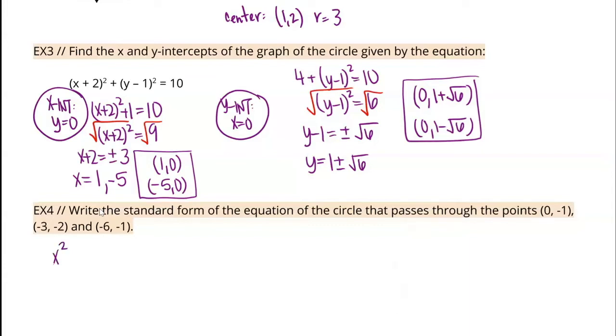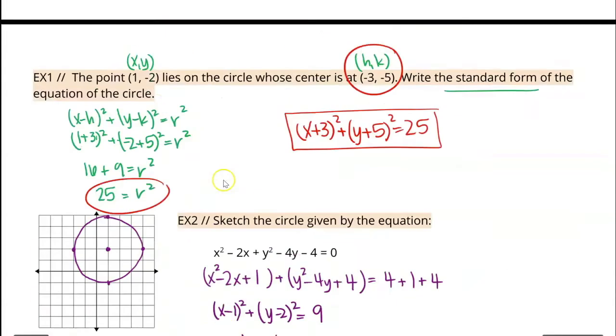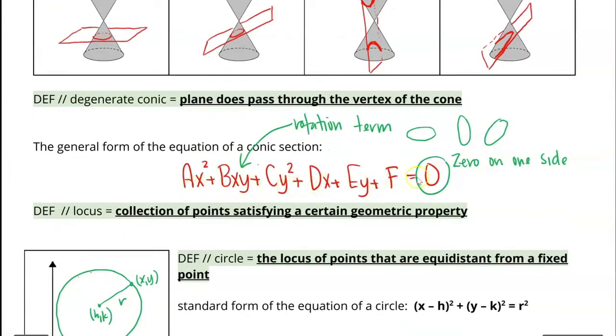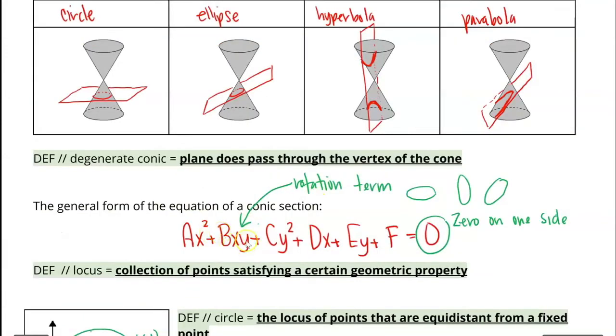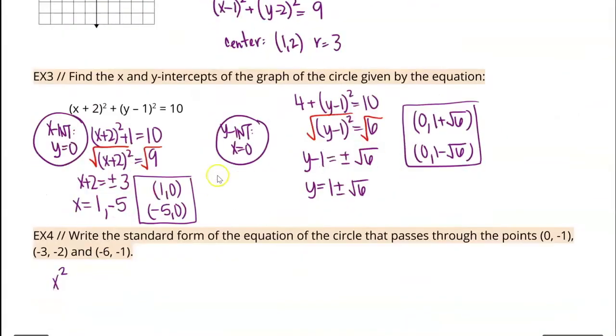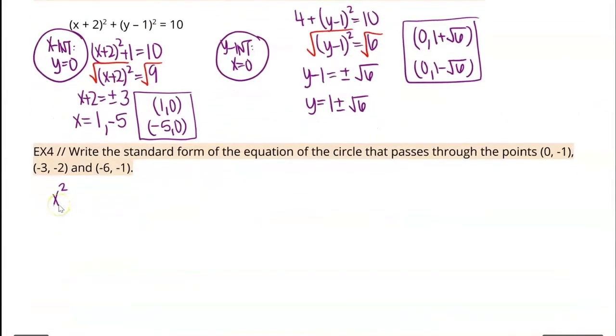For this one, let me scroll back up to wherever my general form of a conic is, this one up here. When you're talking about a circle, if it's in general form, your A and your C are both going to be 1. We're not going to have a rotation term at this point, so it's going to be 1x squared, no bxy term, plus 1y squared, and then you'll have the dx, the ey, and the f. And we will talk about what we're going to do from there in the next video.